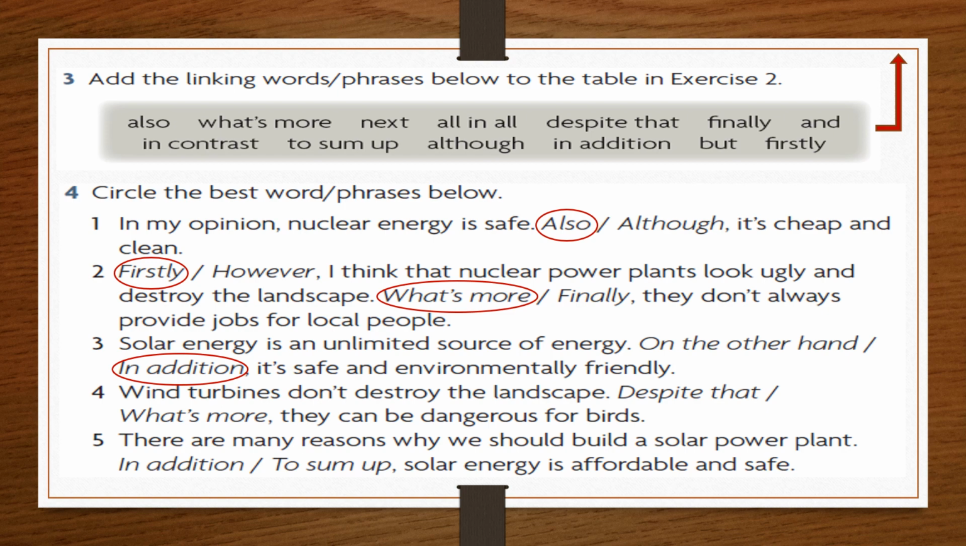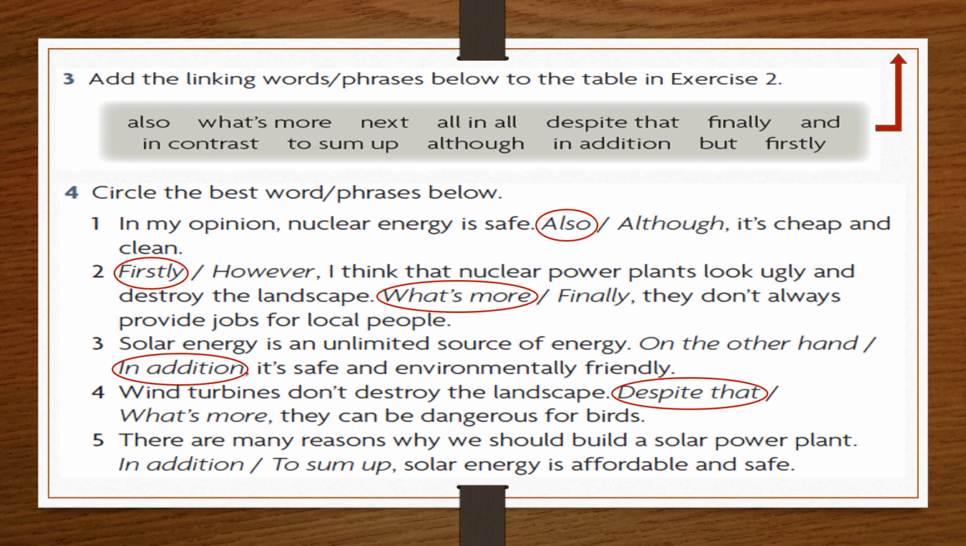Wind turbines do not destroy the landscape. And then an opposing idea: despite that, they can be dangerous for birds. So it's good that they don't destroy the landscape, but they can be dangerous for the birds. So despite that, they can be dangerous for birds. An opposing idea.